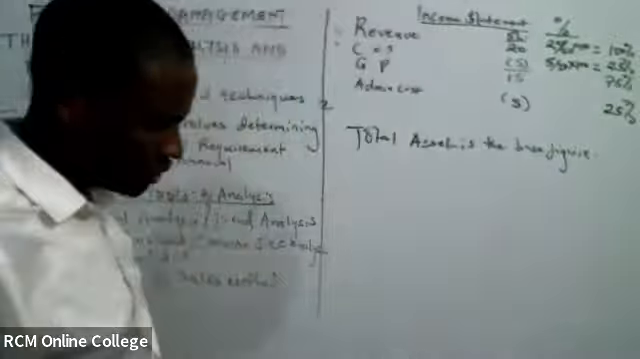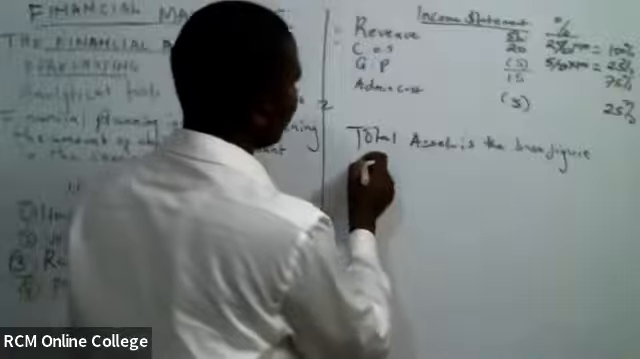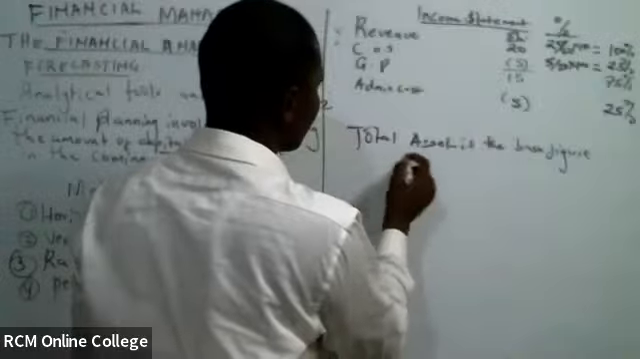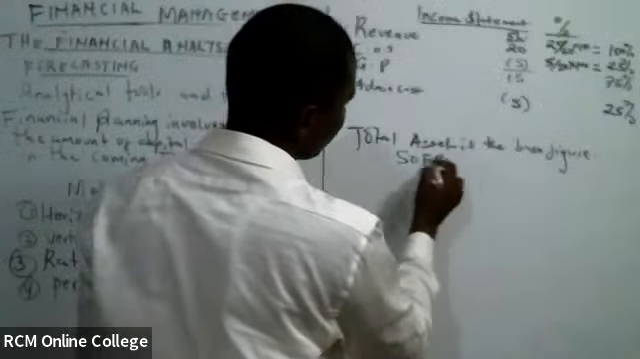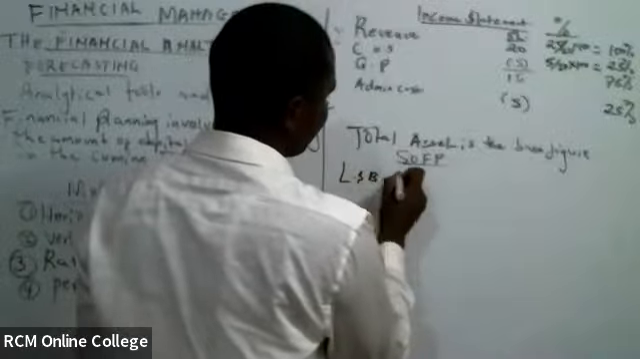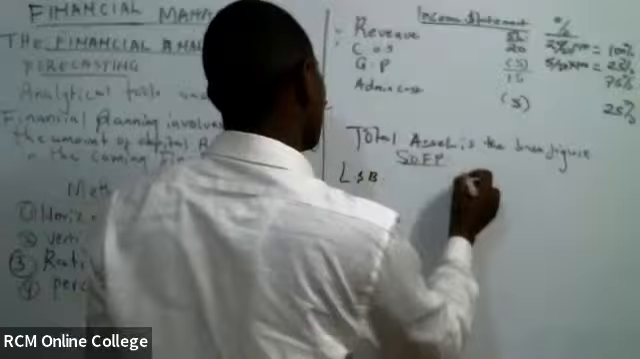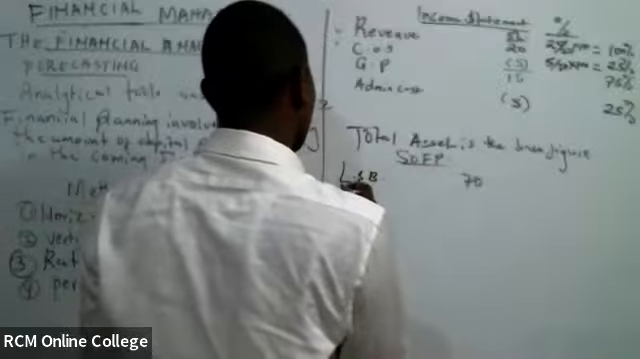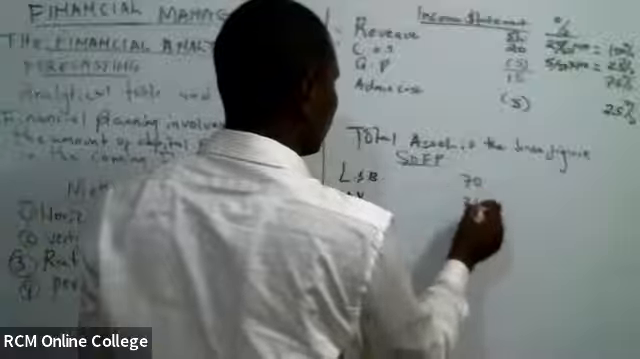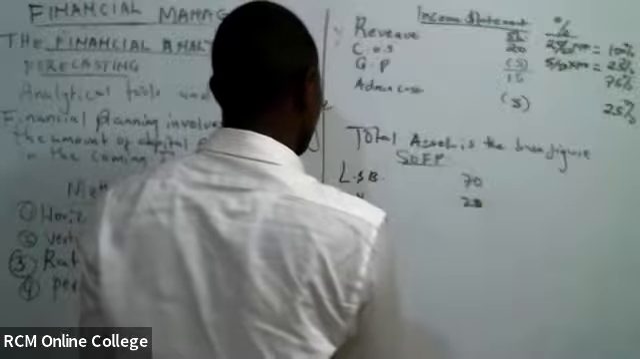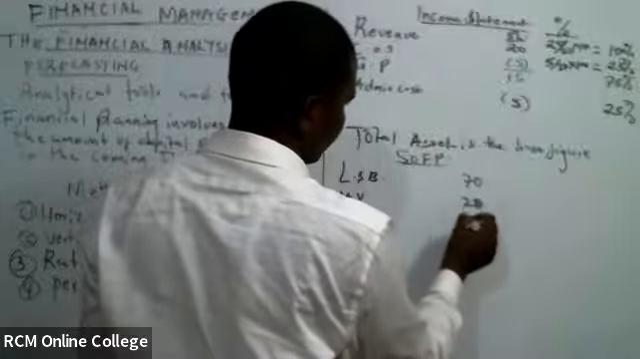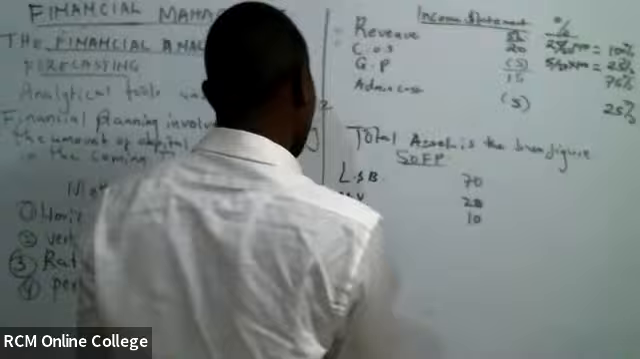So you continue writing, and let me give you an illustration here. For example, assume I have this statement of financial position. First, land and building, this is an asset of 70. I have a motor vehicle of 20. And then I have furniture and fitting of 10. Current asset.